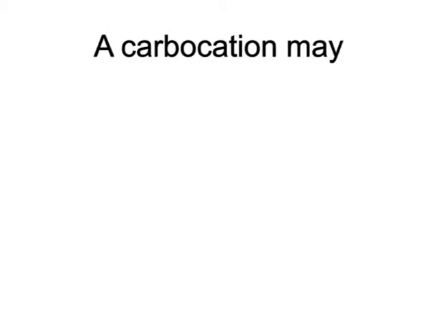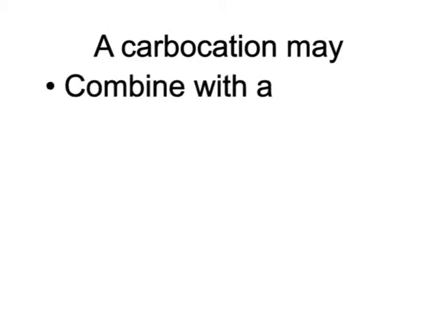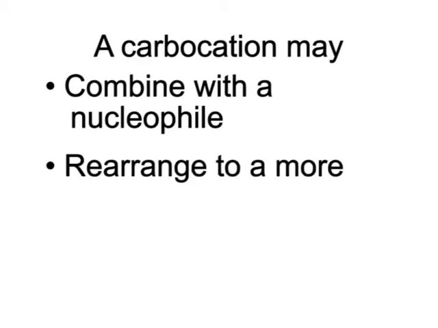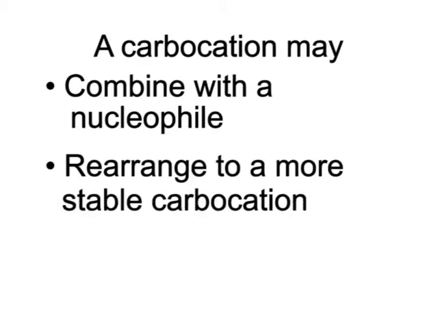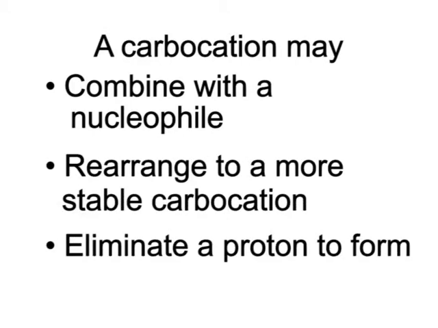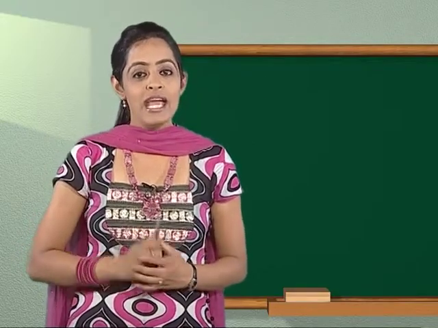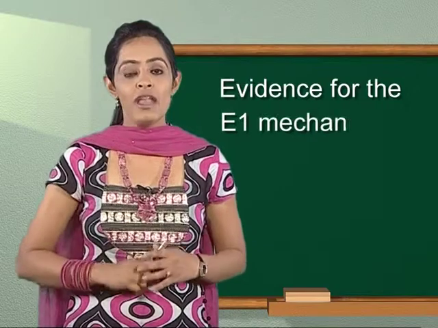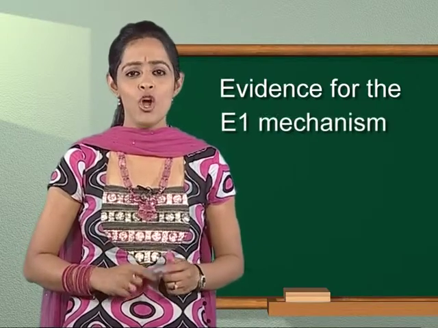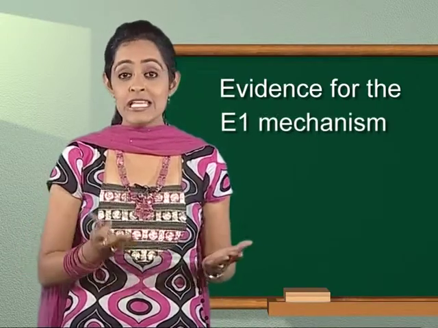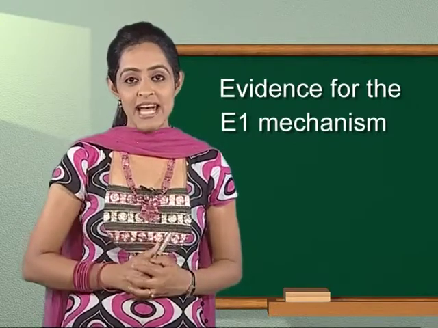Children, a carbocation may combine with a nucleophile, rearrange to a more stable cation, or eliminate a proton to form an alkene. This mechanism was named E1, that is, elimination unimolecular. Children, let us now learn about evidence for the E1 mechanism. What, in your opinion, is the evidence for the E1 mechanism?